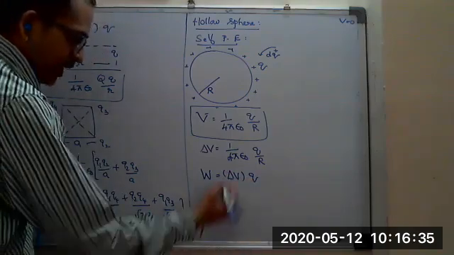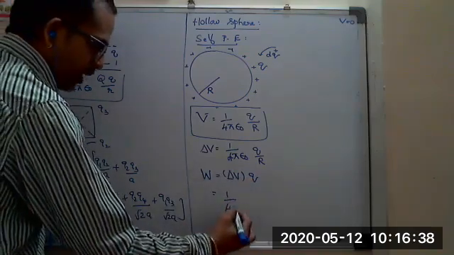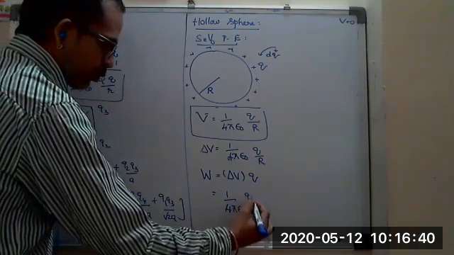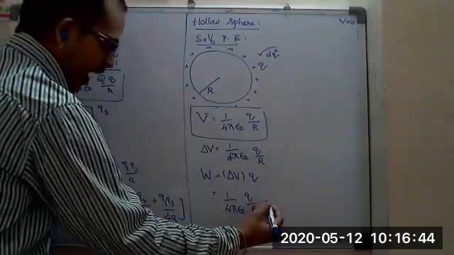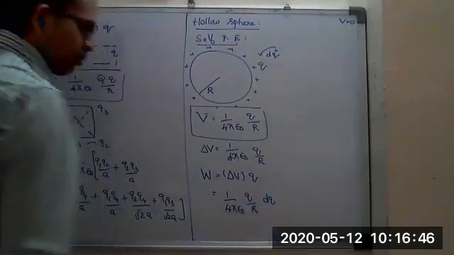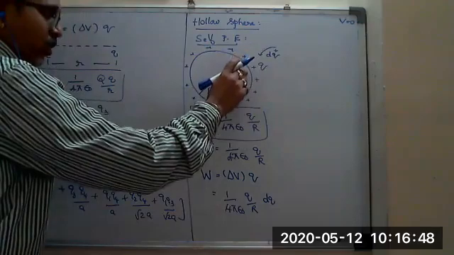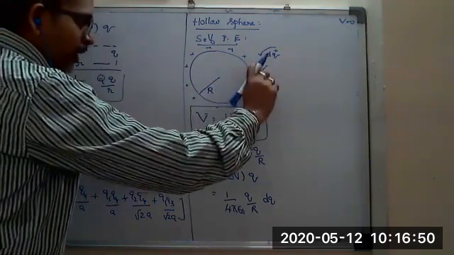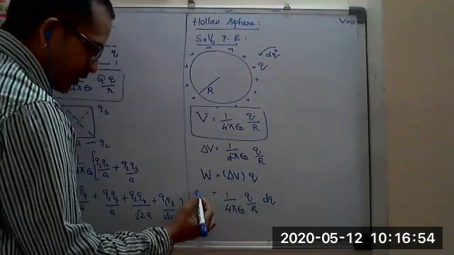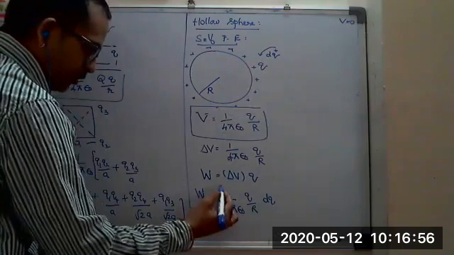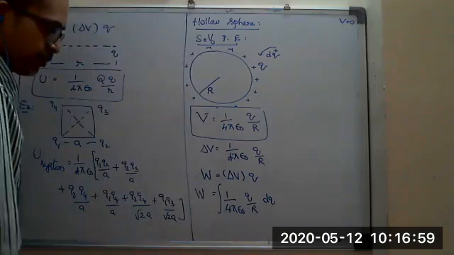Look here now, delta V is 1 by 4 pi epsilon naught Q by R, into the charge whatever you are adding, that is dQ. By adding some amount of charge, the Q value continuously changes. So it is not a constant. That's why to find out the work done, we have to use integration.